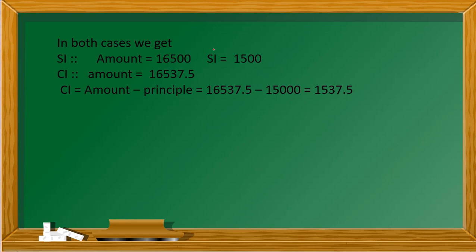Now let's observe these. In simple interest case, the interest is 1,500 rupees, and in the compound interest case, the interest is 1,537.5. So we can say the amount received in case of compound interest is greater than the amount calculated on the simple interest. The difference between these two amounts is only rupees 37.5. This difference is very less.